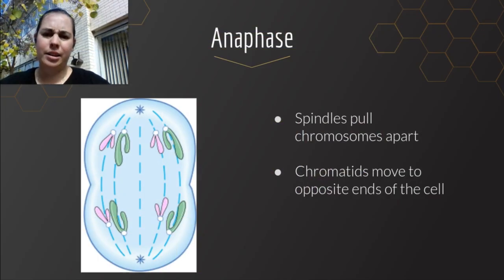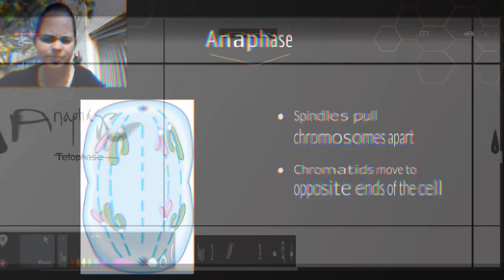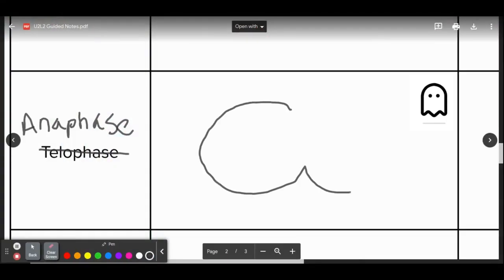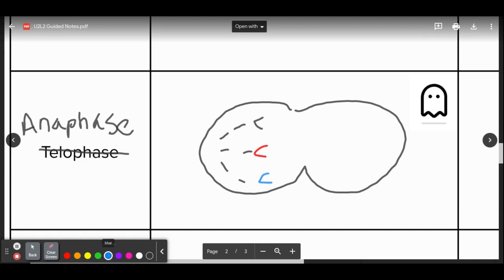In anaphase, the spindles pull the chromosomes apart. So my 2 sister chromatids move to opposite ends of the cell. In anaphase, my cell starts to look a little bit like this because my spindles are pulling those chromatids apart. So on the other side is the other half of that replicated chromosome that is being pulled apart by those little pesky spindles.